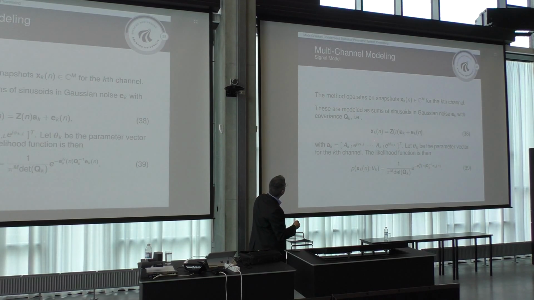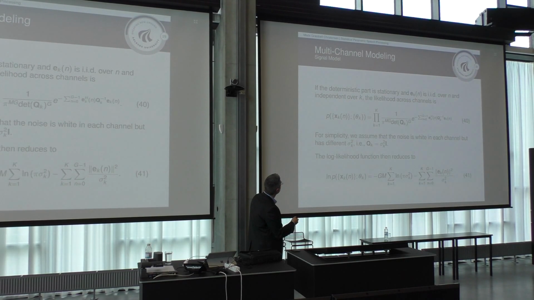Again, it operates on snapshots of the signal like before. Now we just have a subscript k, which means that we're looking at the kth channel. And then for each of these channels, we model the signal as a sum of sinusoids and Gaussian noise with covariance Q_k here. We use the same model as before. Now we just have a different amplitude vector per channel, so it's called A_k. The likelihood looks like it did before. We just have all these subscript k's now.